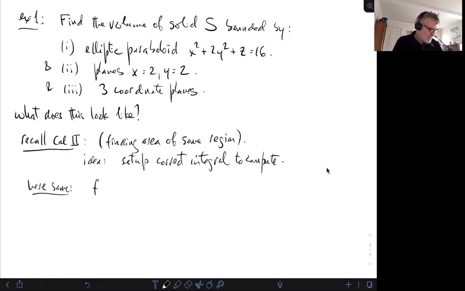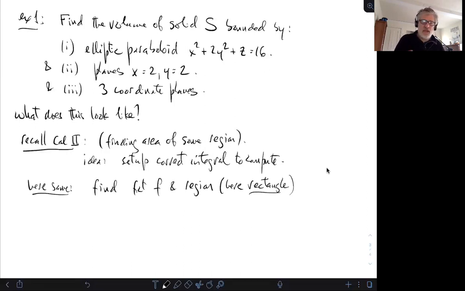So find function f and region. In general, it could be some complicated region, but for now it has to be a rectangle. So we have to find the function f and the rectangle so that the volume of S will be the double integral of function f over the rectangle. So that's the game.